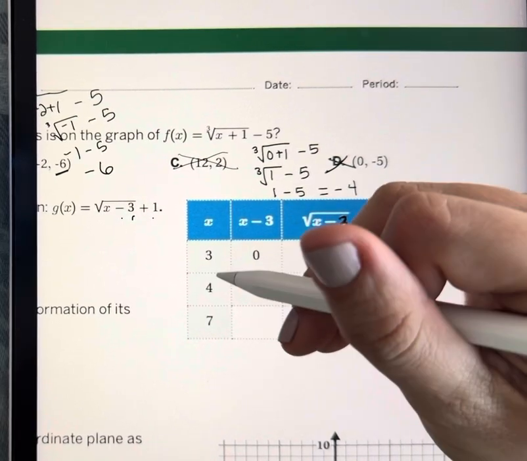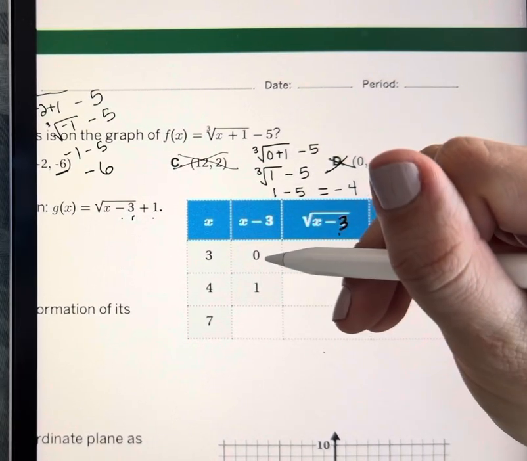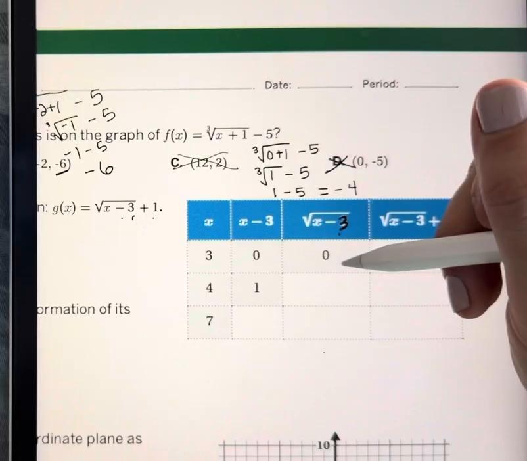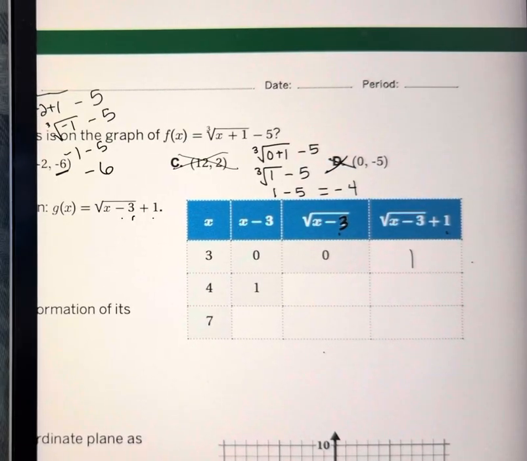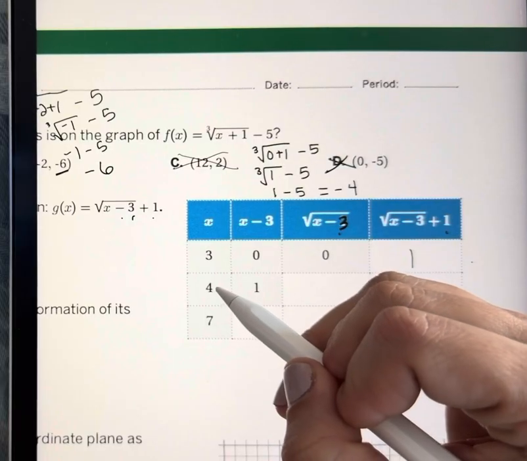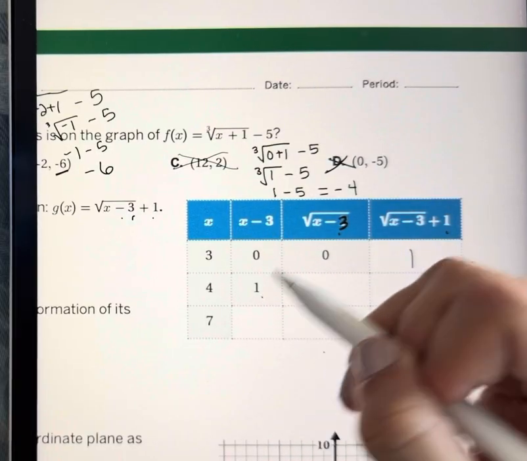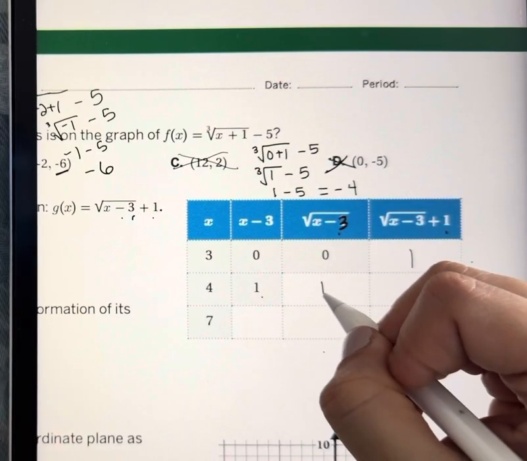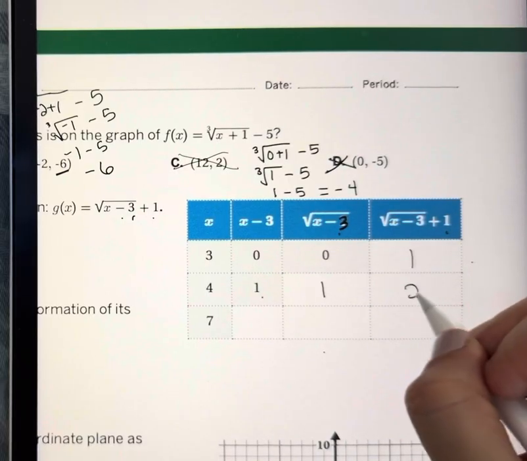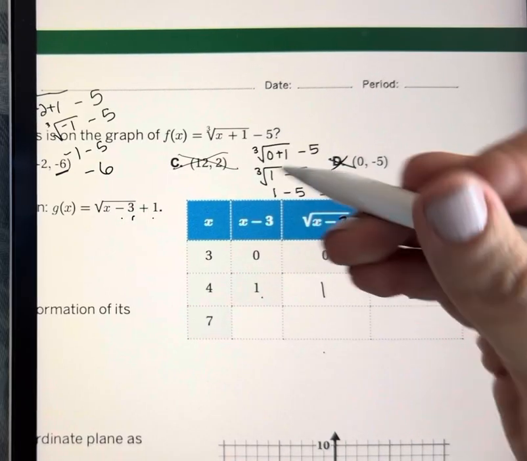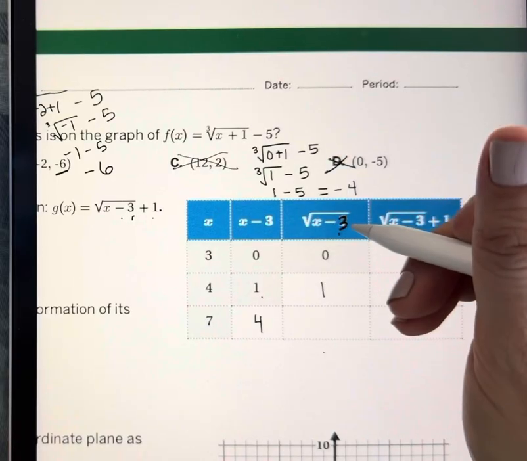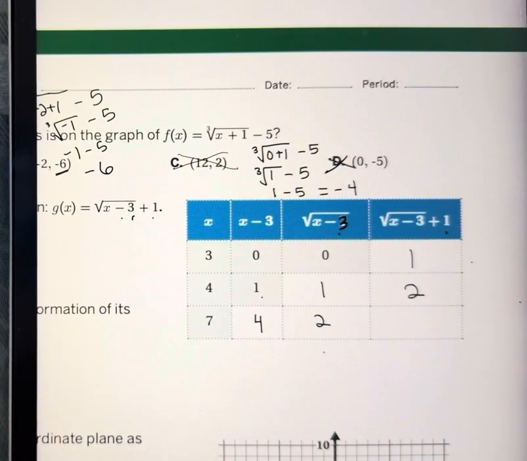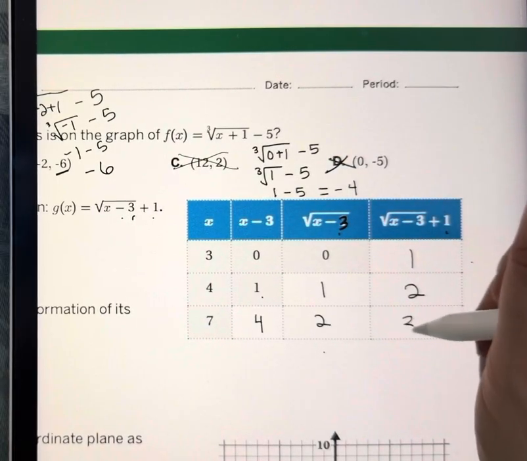So, let's go. 3 minus 3 is 0. Square root of 0 is 0. And 0 plus 1 is 1. That's how that works. And now with a 4. 4 minus 3 is 1. Square root of 1 is 1. And 1 plus 1 is 2. Let's go with a 7. 7 minus 3 is 4. The square root of 4 is 2. And then 2 plus 1 is 3.